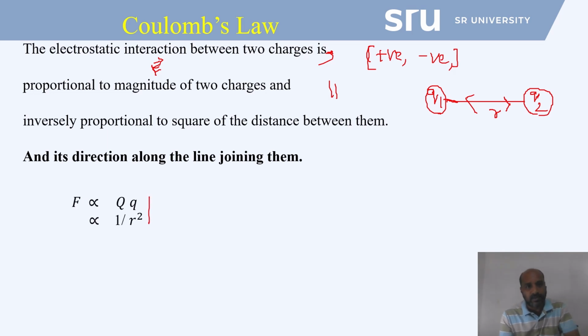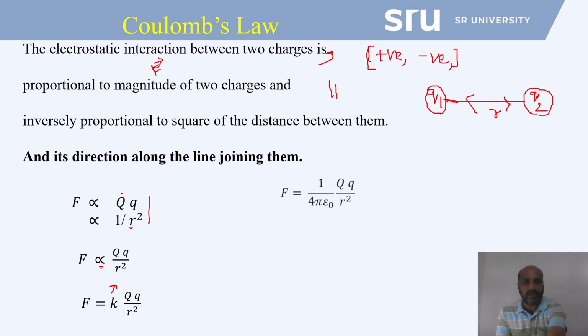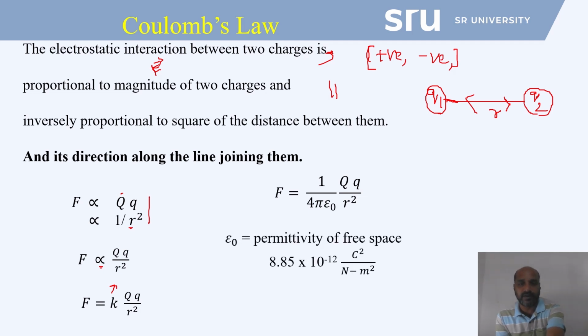F is capital Q and small q, and these are the two charges, and the distance between the two charges is r, so 1 by r square. If you consolidate them, F is proportional to capital Q small q by r square. If you remove the proportionality, we can replace that with some constant k, and more exactly, the constant is 1 by 4 pi epsilon naught. F equals 1 by 4 pi epsilon naught, capital Q small q by r square. I mean, product of the two charges by the distance between them.